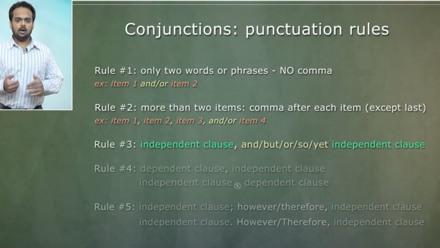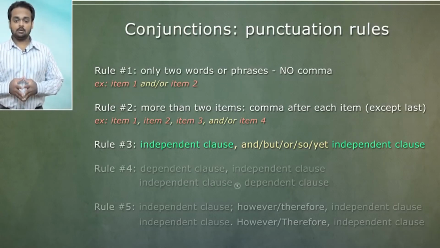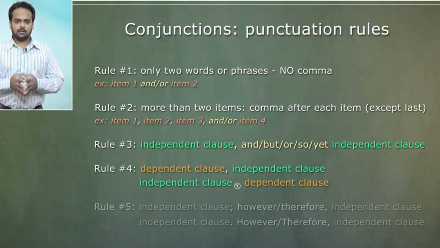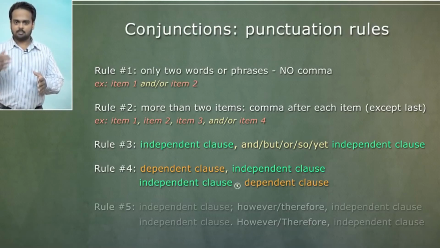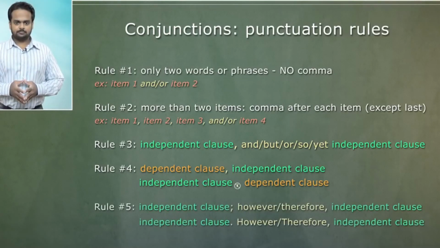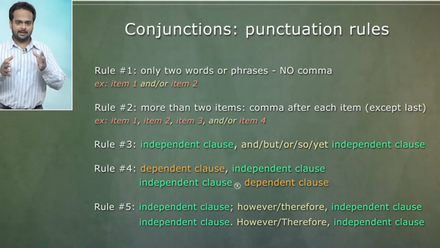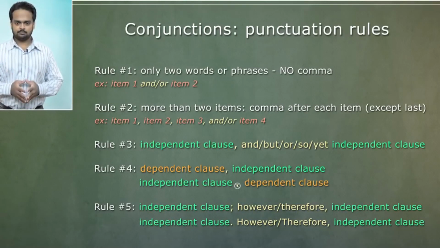Rule number 3. When connecting two independent clauses with a conjunction, always put a comma after the first clause. Rule number 4. When connecting a dependent clause to an independent clause, if the dependent clause comes first, put a comma after it. If the independent clause comes first, no comma. And finally, rule number 5. When using conjunctive adverbs, either put a semicolon before and a comma after the adverb, or a period before and a comma after. Alright, now it's time for the test.